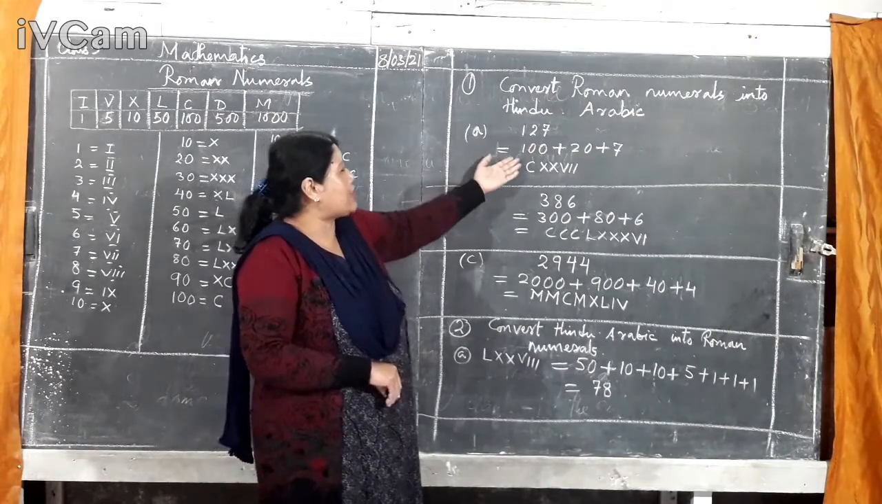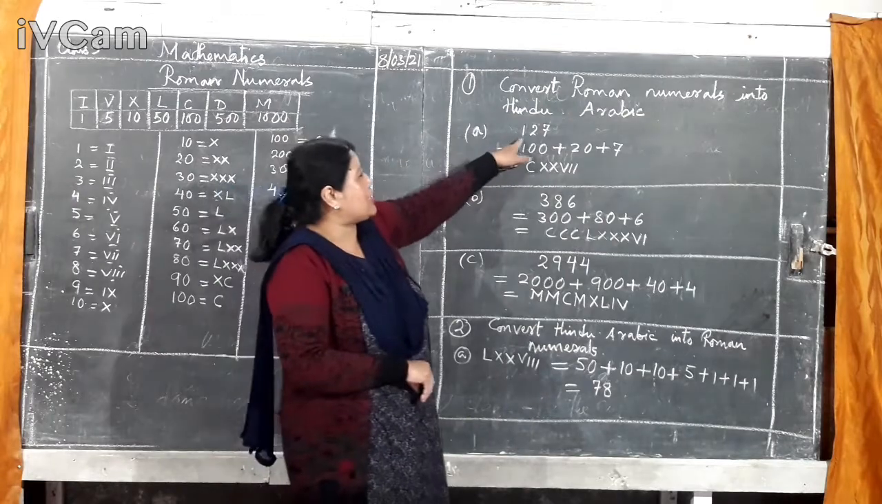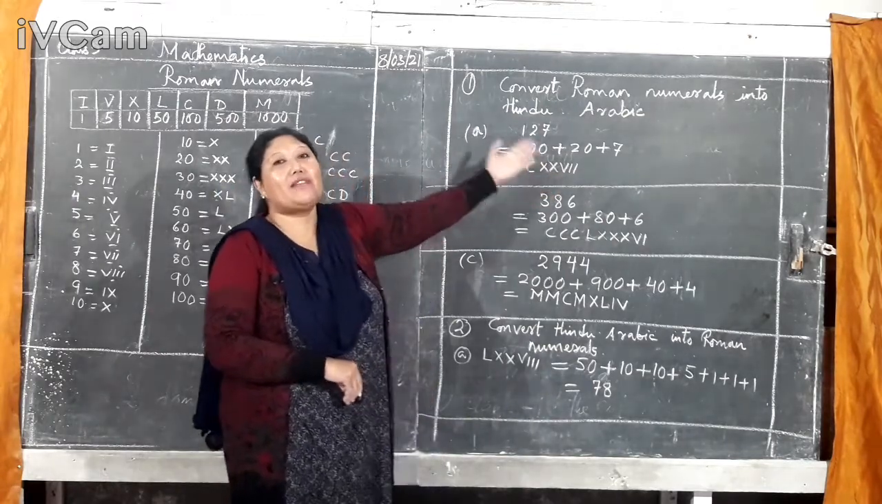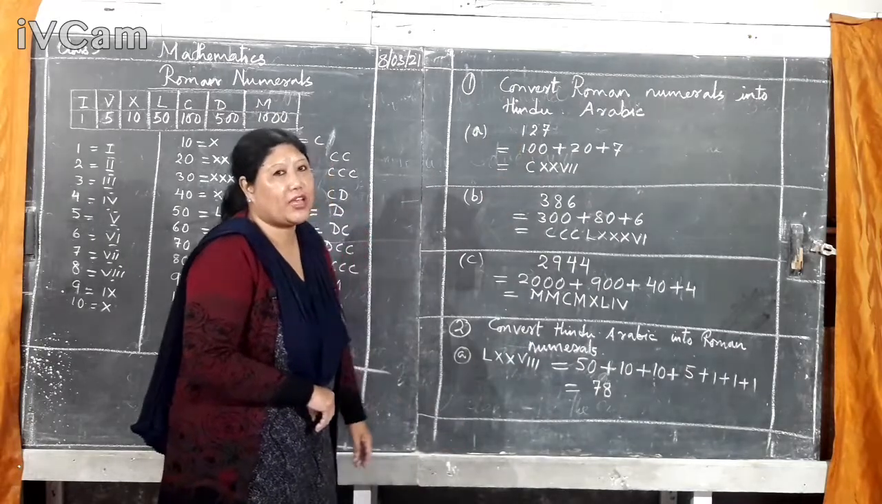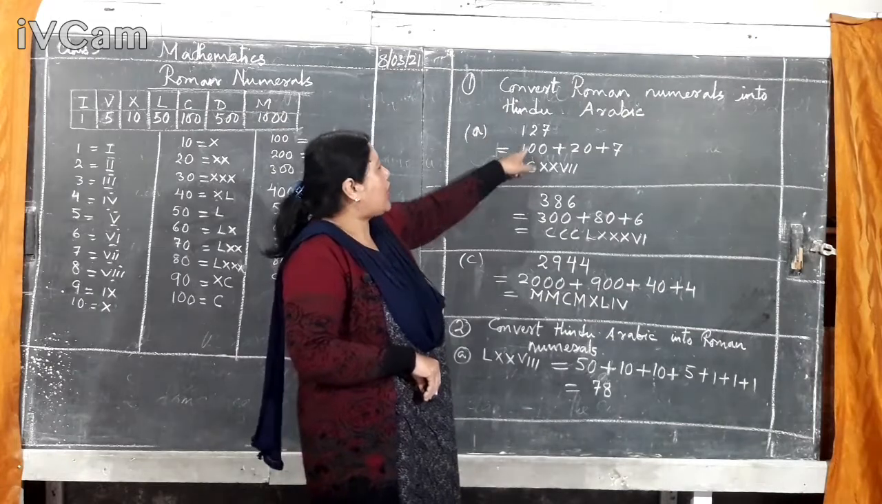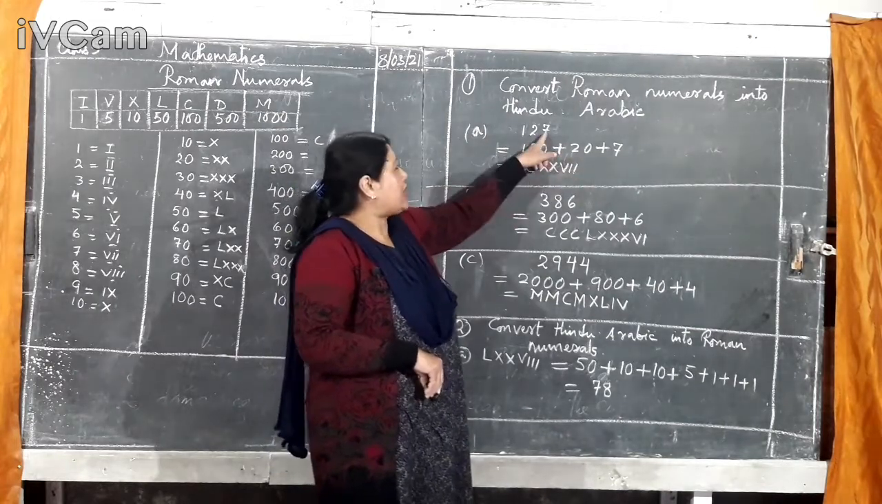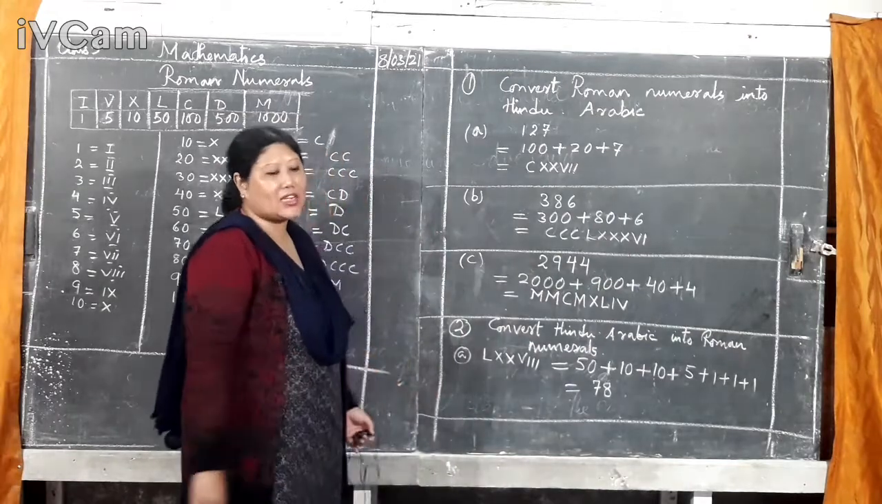So there is a method. You can expand the given question. This number you can expand. You can write the place value of those numbers. Okay, like place value of 1 is 100, 2 is 20, 7 is 7 only, 7 ones. Then you can start converting.